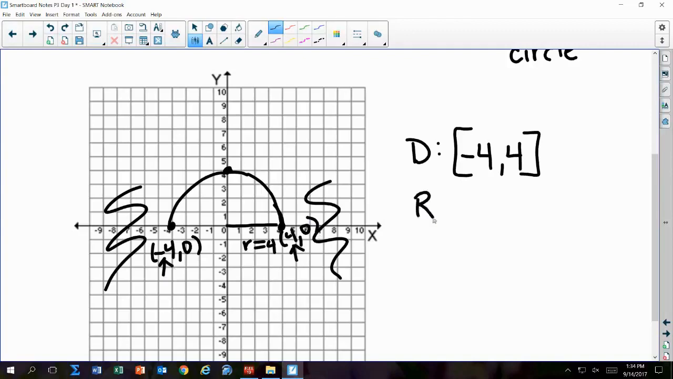What about my range or my y values? What would those be? Kara, what would you say for your range? What's the lowest point here? The lowest point is either 4, 0 or negative 4, 0. So you're right, the y value at the lowest point is 0. And this looks like it's my highest point. What's the y value at my highest point? 4. It's going to go from 0 to 4, inclusive. Any questions about that?